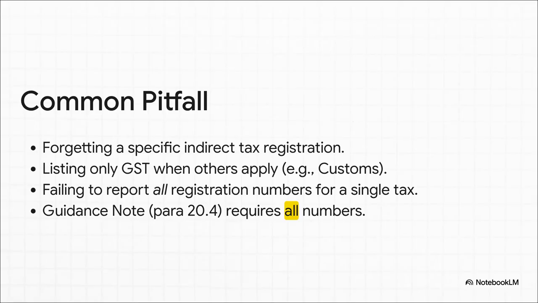And this brings us to a huge pitfall for so many professionals. It is just so easy to drop in the main GSTIN and move on. But what about that importer-exporter code for customs or maybe other state-level registrations? The guidance note is crystal clear on this. If a business has multiple registrations, even if it's under the same tax law, you have to report all of them. Anything less is just incomplete reporting, and that suggests an incomplete audit.